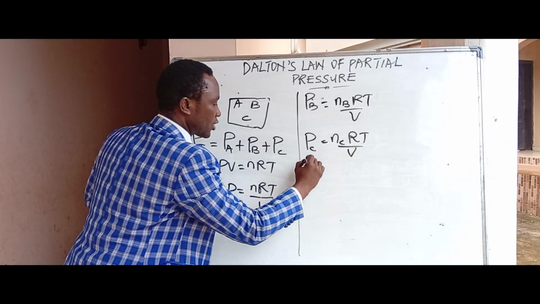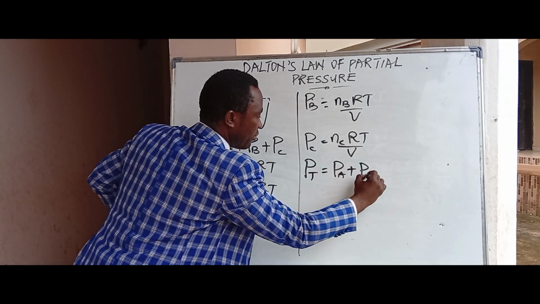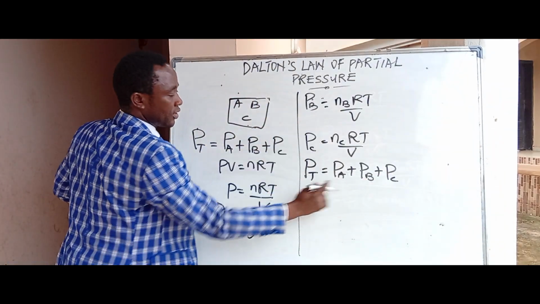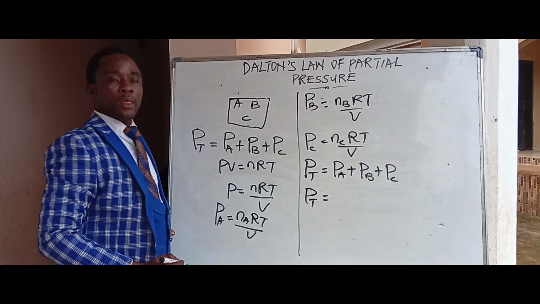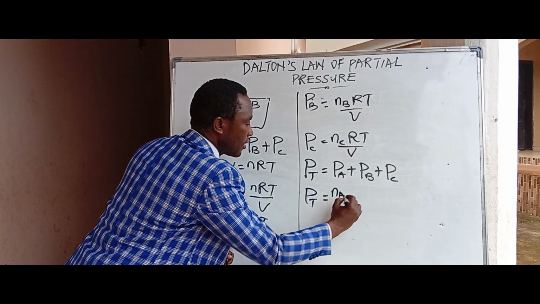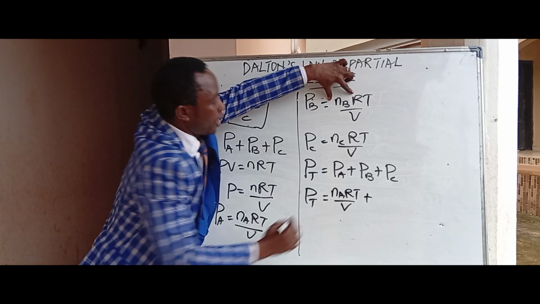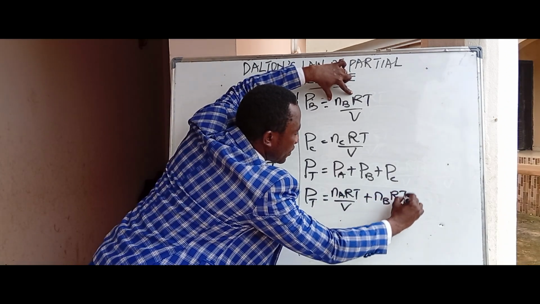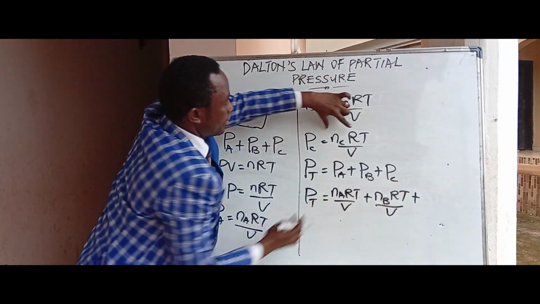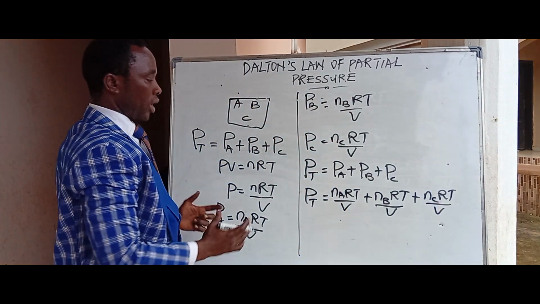Now, total pressure, as you see, total pressure, PT, is equal to pressure of A plus pressure of B plus pressure of C. Now, if we put all this into this equation, you see that the total pressure will be equal to pressure of A, which is nA RT over V, plus pressure of B, which is nB RT over V, then plus pressure of C, that is PC, which is nC RT over V.